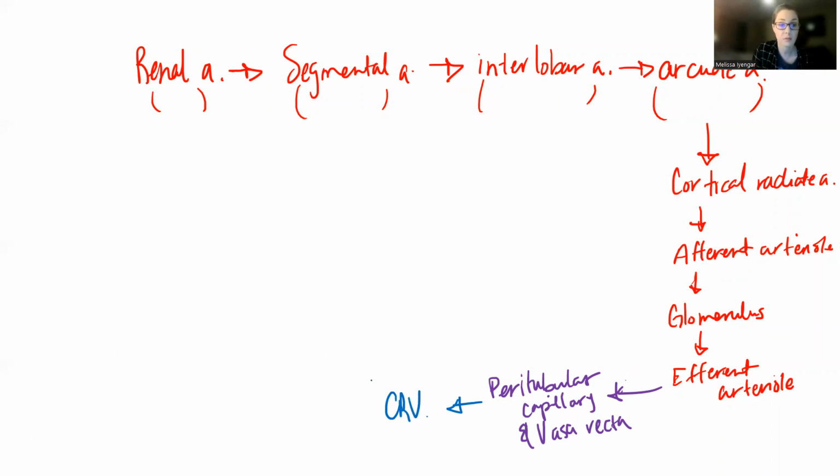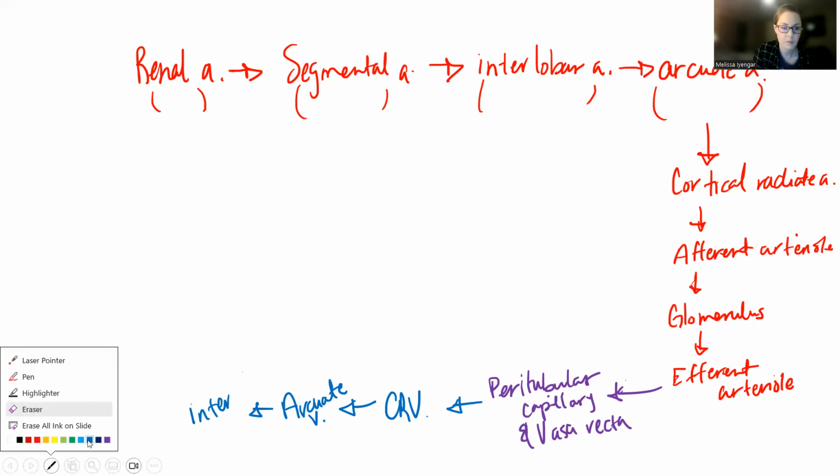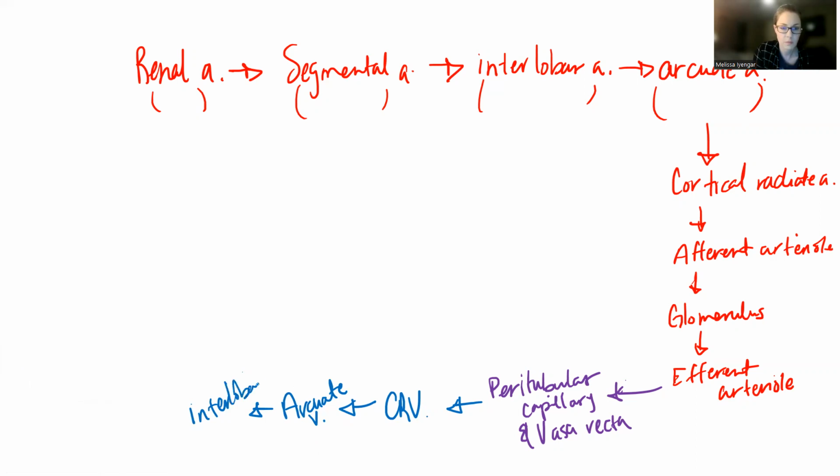I'm just going to abbreviate, but you guys write it out, okay? Into the arcuate vein, which becomes interlobar vein, which becomes the renal vein, right? So you notice how there's no segmental vein here.